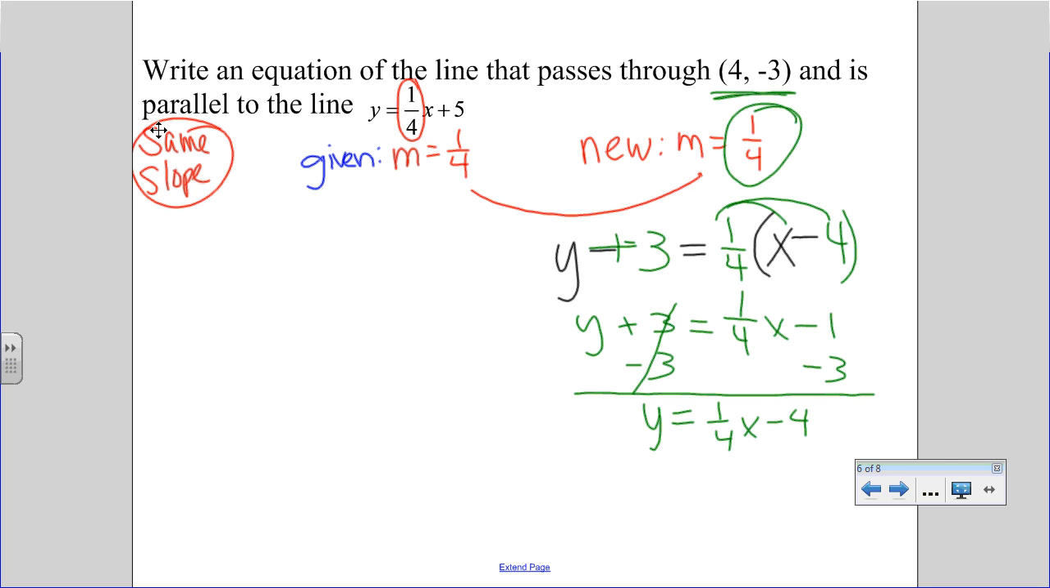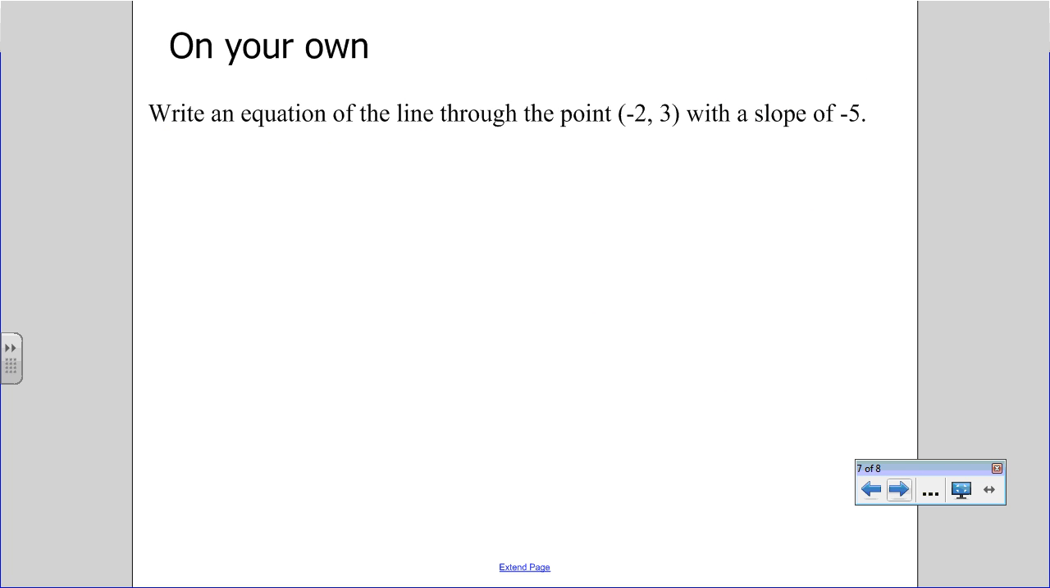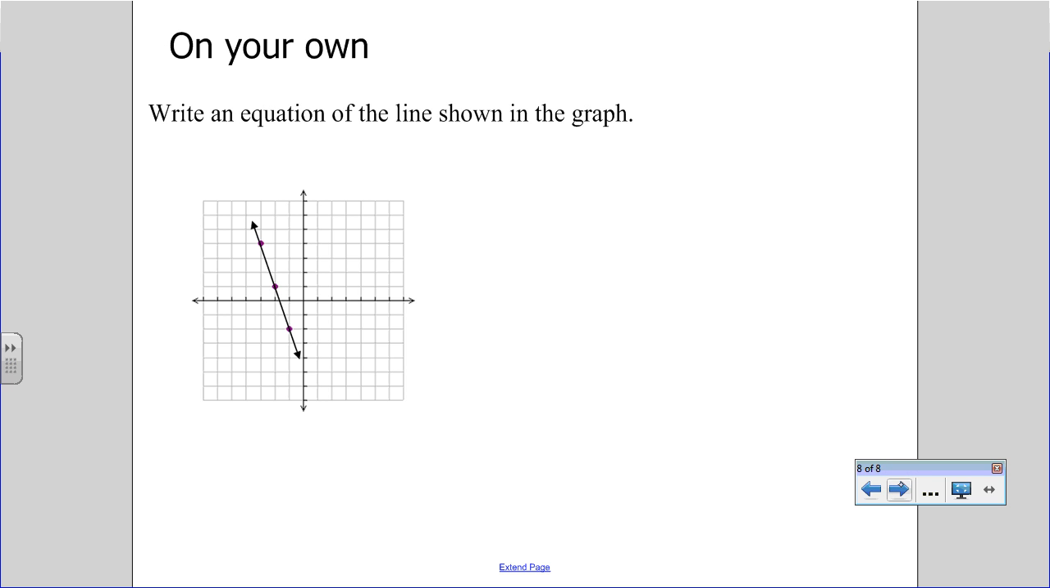Parallel and perpendicular are a little bit more difficult for us to check, just because we may go through the point for -3. It doesn't guarantee that we're exactly parallel to that. So you could graph both the lines, and we'll talk about that a little bit in class. You have an on your own, write an equation through a point with a given slope, and then write an equation from a graph. You've got 3 points there that you can identify and slope that you can calculate. Enjoy.